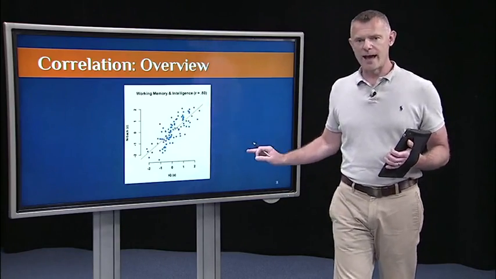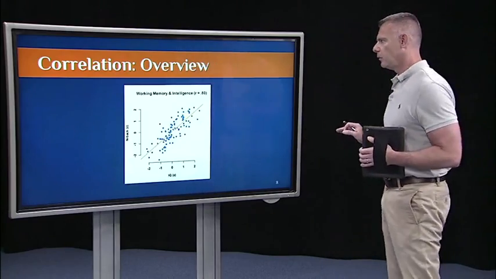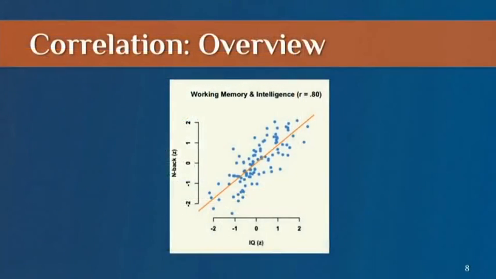So here's an example of a scatter plot illustrating that correlation. This is actually a really strong correlation. We exaggerated it just to make it clear that this is a very strong positive correlation. What we're looking at is a correlation between intelligence and working memory. On the x-axis, I have IQ scores, and you'll notice that they're standardized, right? They're standardized on that z-scale, and I know that because the mean is 0. The same thing is true of the working memory task.